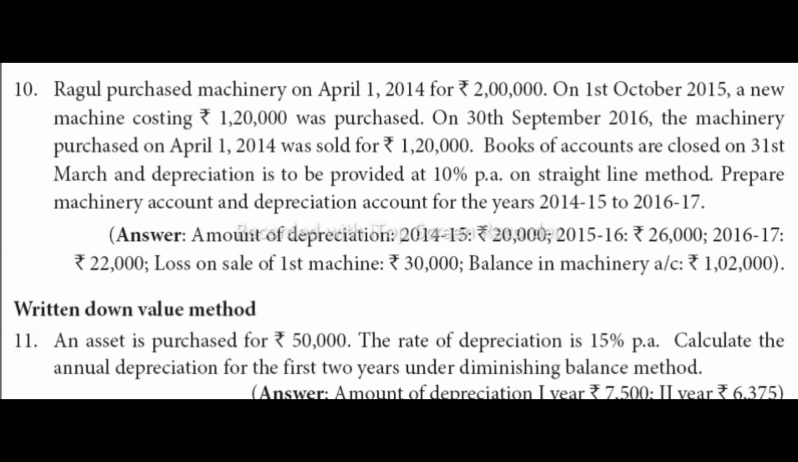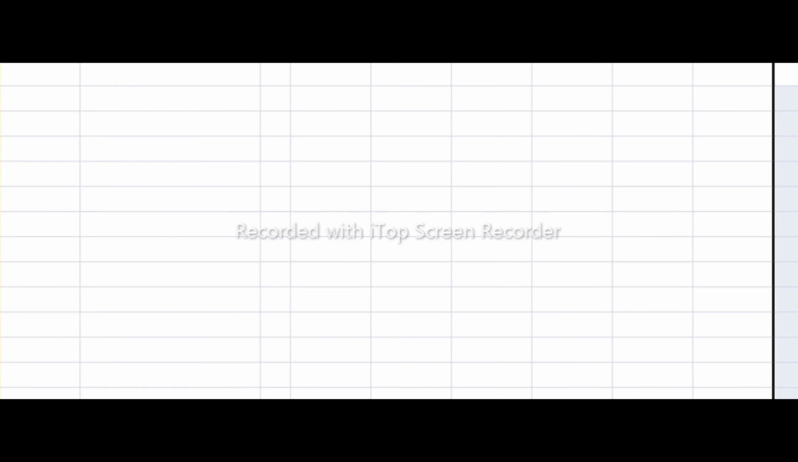So we are going to provide depreciation for both the machineries, the one which is being sold, the first machinery, and the second machinery, and we have to show this working note for providing depreciation in the machinery account, and we have to open the depreciation account. So first let's see what all they have given.